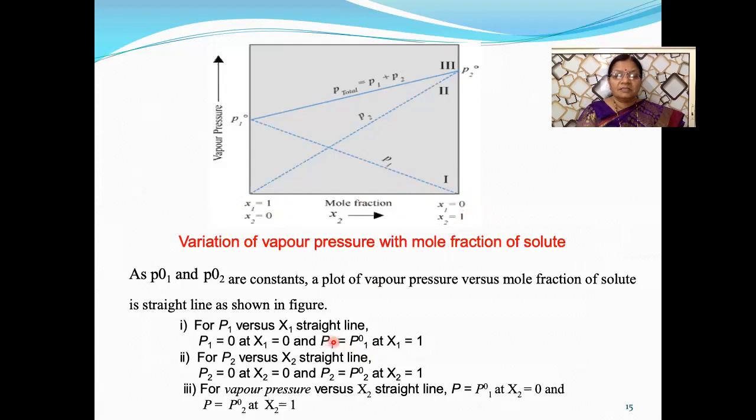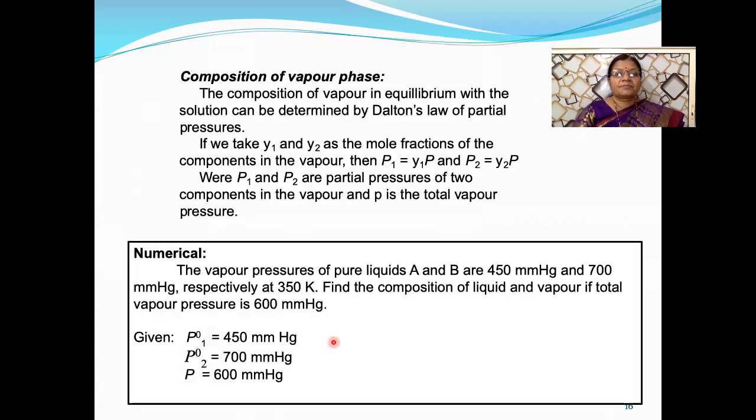Okay, is it clear? Next, the composition of the vapor phase. The composition of vapor in equilibrium with the solution can be determined by using Dalton's law of partial pressure. Suppose we take Y1 and Y2 as the mole fractions of the components in the vapor phase, then we can write P1, the partial pressure of the first component, equal to Y1 into P.